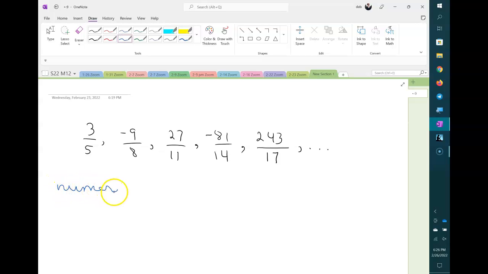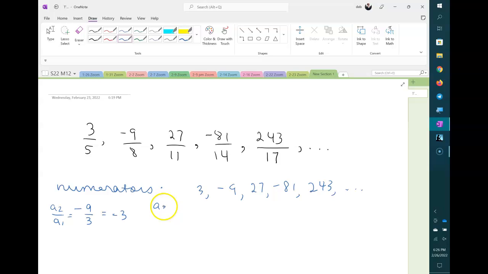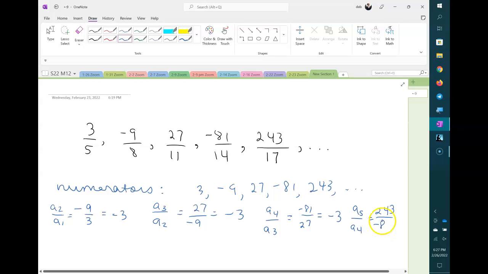So let me just look at the numerators. I have 3, -9, 27, -81, 243, and so on. Well, I'm noticing that if I put A2 over A1, that's -3. And if I put A3 over A2, that's -3. A4 over A3, and you should check all the ones you're given to make sure the pattern continues. And verify, because sometimes they trick you and they don't continue.